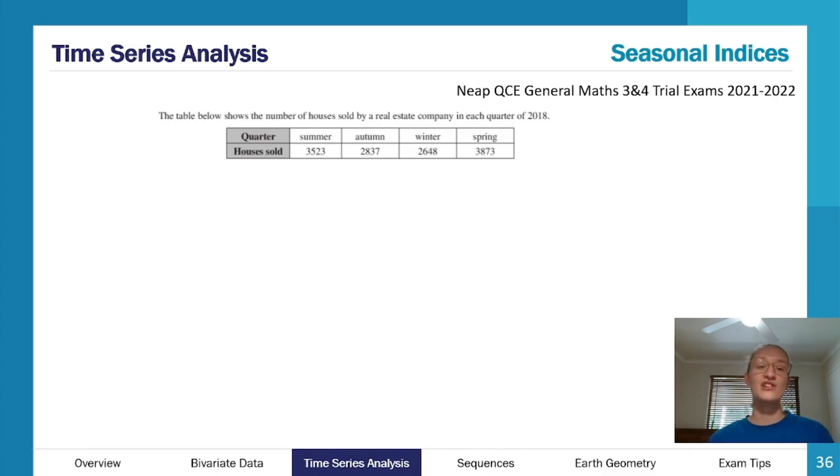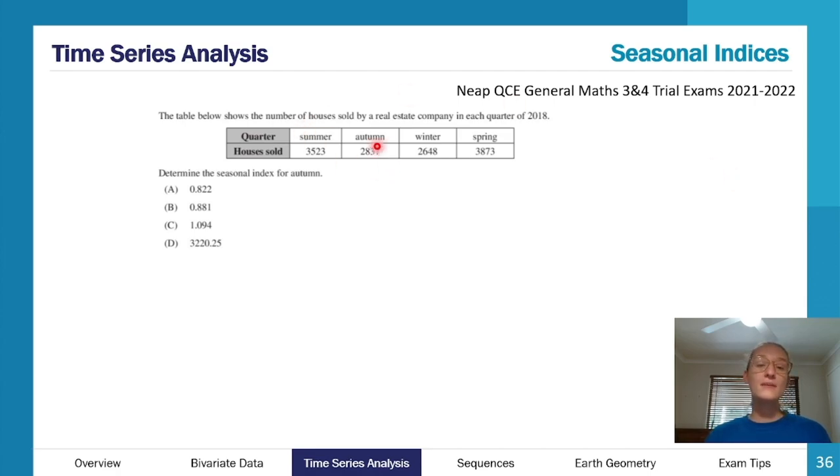But this specific question here says, the table below shows the number of houses sold by a real estate company in each quarter of 2018. So we know we're looking at quarters: summer, autumn, winter, and spring. Again, time series data, because our explanatory variable is the quarter, the measure of time, and the houses sold is our response variable. So we're being asked to determine the seasonal index for autumn.